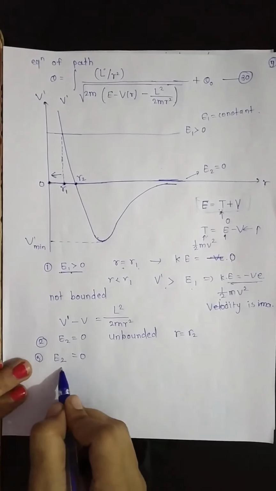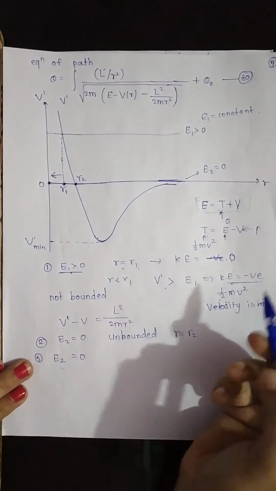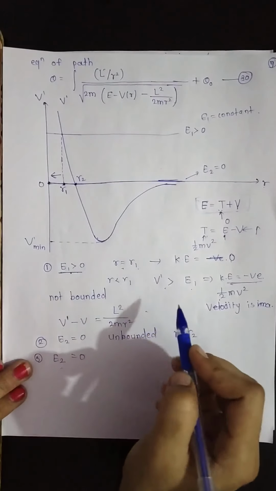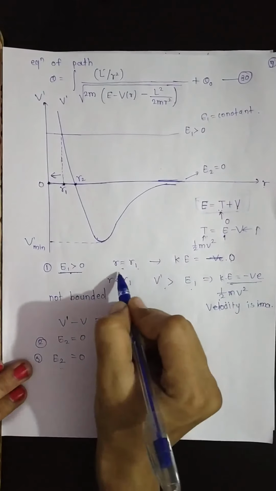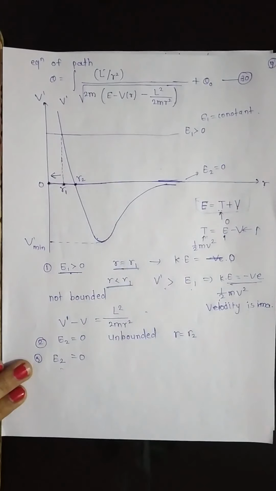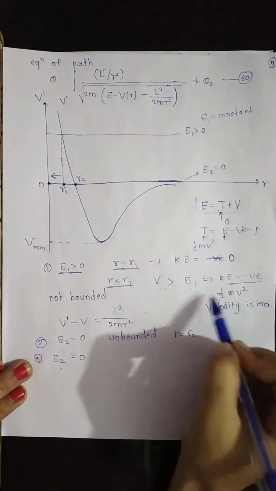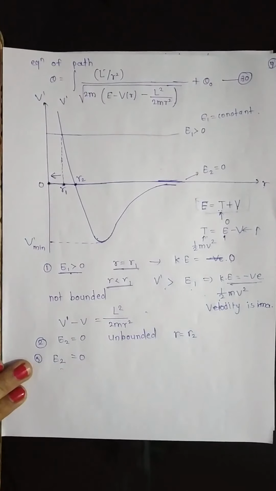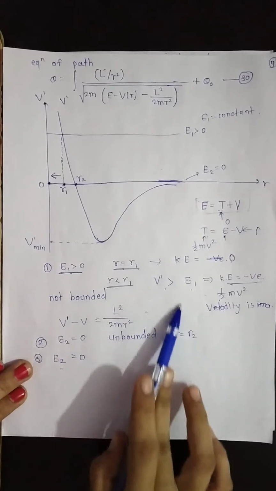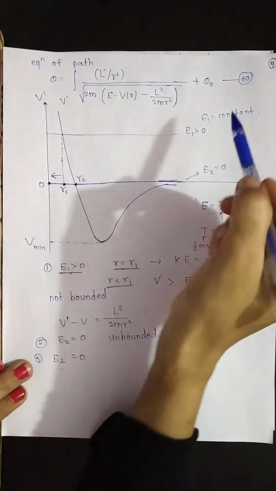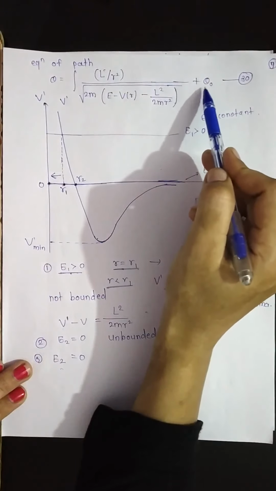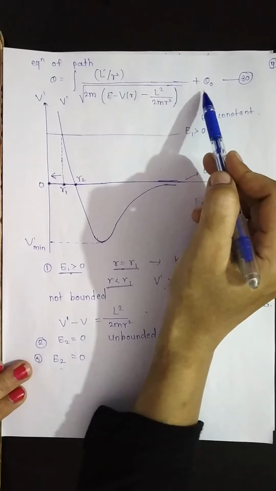Before moving towards the third case, let me define the path for this first case. For this first case, we have discussed what will happen at these two points, and what the equations are for kinetic energy and for the difference between potential energies. If we substitute all these quantities in equation number 30, we will get the equation of the path or the orbit with which our particle is moving.